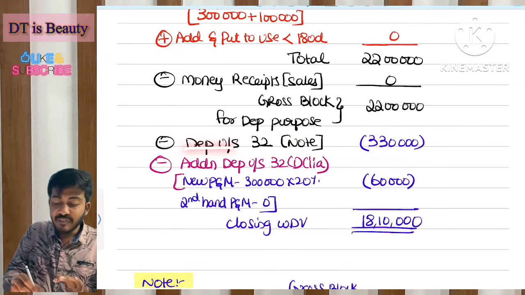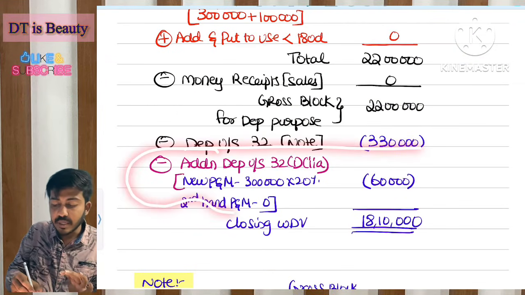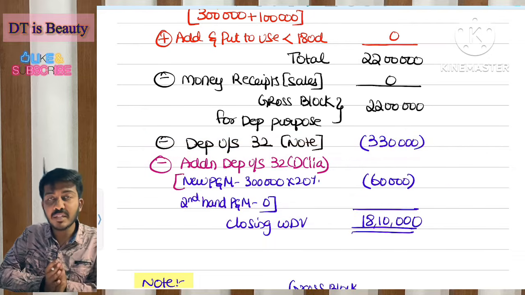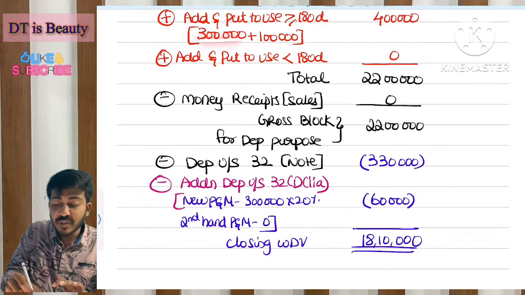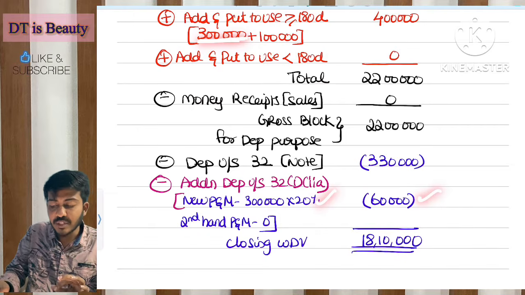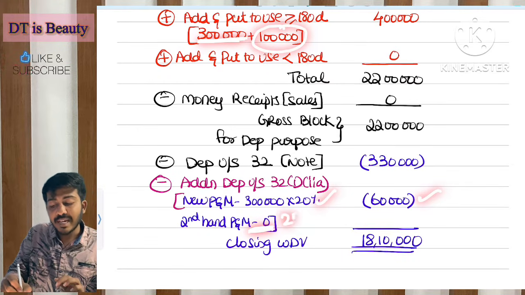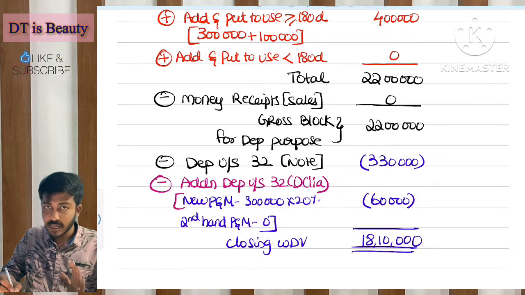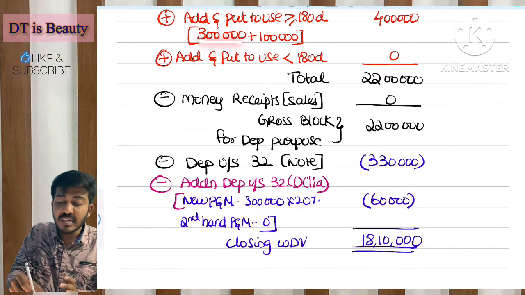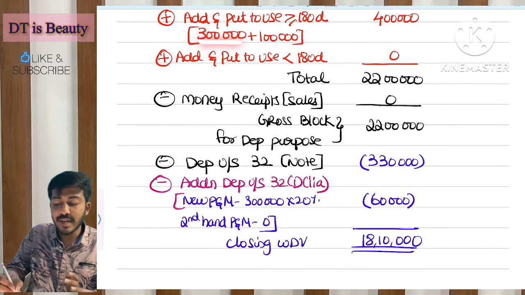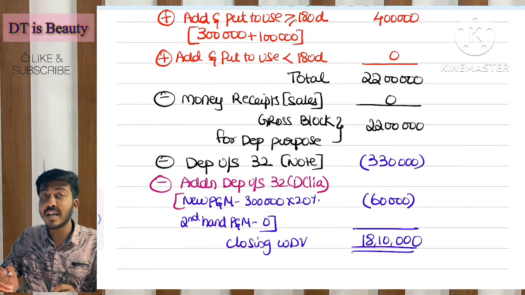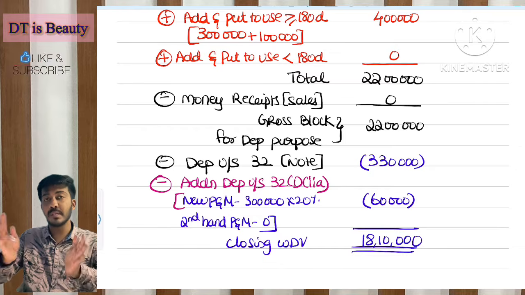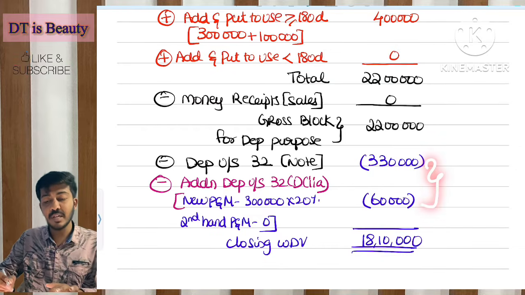See here, after depreciation I have taken additional depreciation. How much additional depreciation can I take? 20% on the original cost of the asset. So new plant and machinery is purchased for 3 lakhs. On this, 20% comes to 60,000. On this 1 lakh I cannot take any additional depreciation because it is a second hand plant and machinery. Simple understanding. And since this is put to use for greater than or equal to 180 days, the entire 20% I can take. However, if it is put to use for less than 180 days, I should take only 10% in the current year and 10% in the next year. This is what my depreciation looks like.